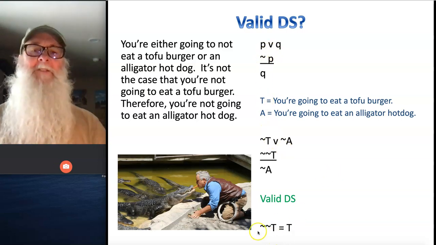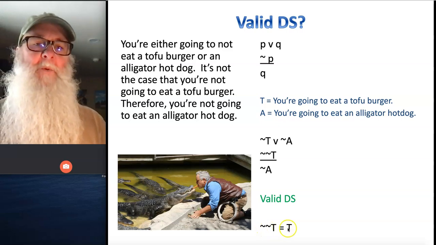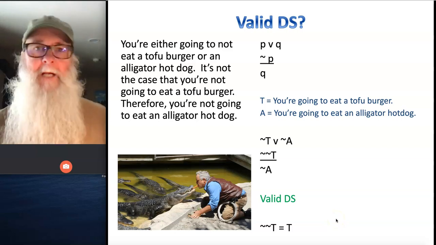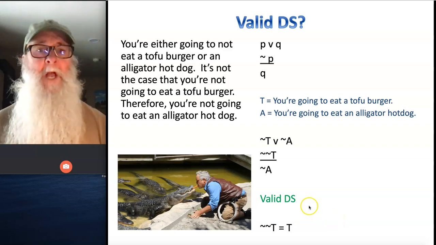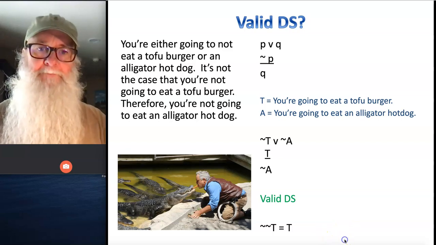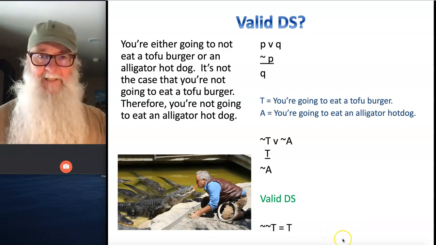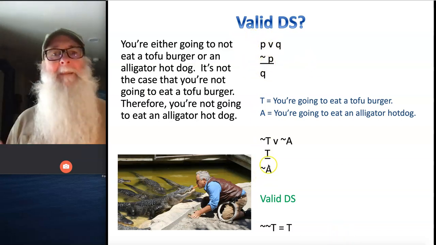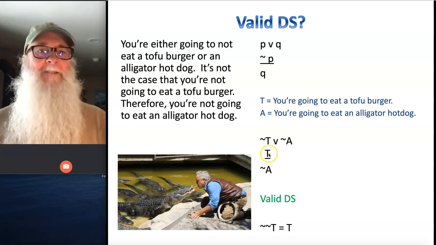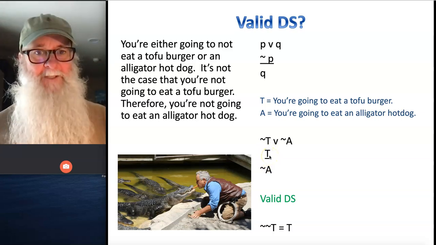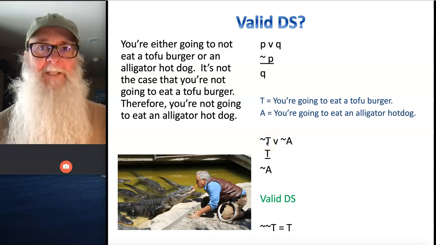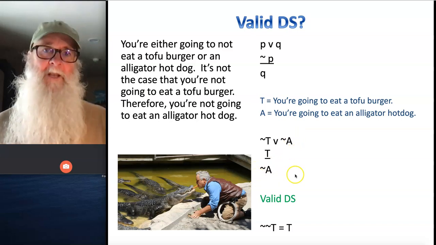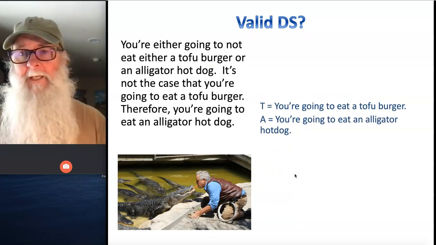One thing to take note of is that double tilde T is the equivalent of T. So double tilde T says it's not the case that not T. In other words, T. So another way we could have represented this argument is by using just T as our second premise. Again, it doesn't look like the form that we're familiar with, but it's doing the same thing as the form. If T is true, as the second premise asserts, tilde T has to be false. And if tilde T is false in the first premise, tilde A has to be true, and that's exactly what the conclusion says.